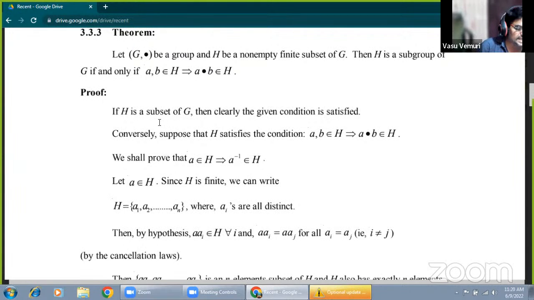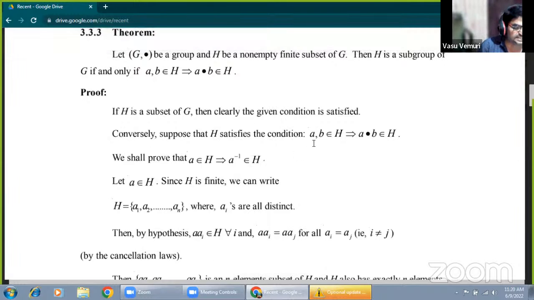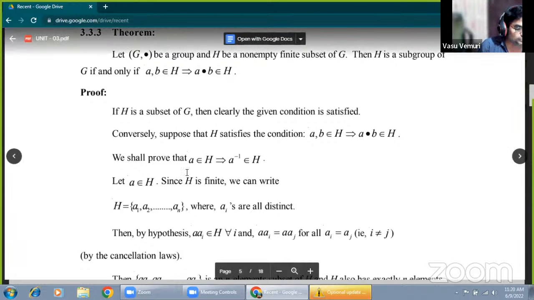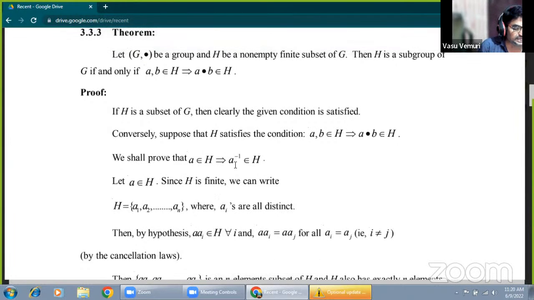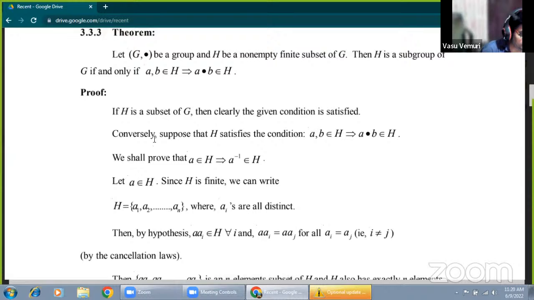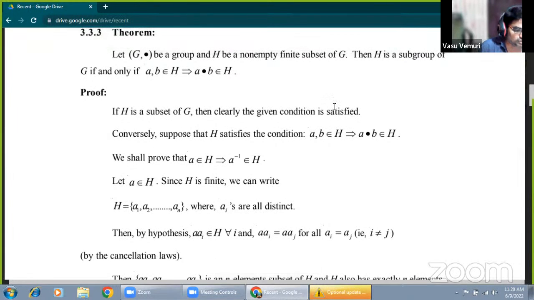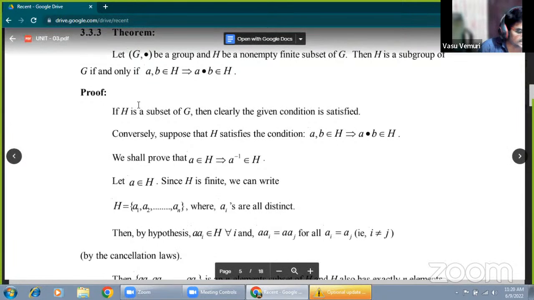Now, see here, H is a subset of G. Clearly the condition is satisfied. Conversely, suppose that H satisfies the condition A, B belongs to H implies AB belongs to H. We shall prove that A belongs to H and A inverse belongs to H. Because here A belongs to H, when H is finite, directly the condition is satisfied. That is the necessary part, when the closure condition is satisfied.